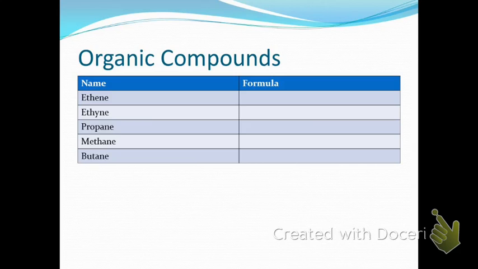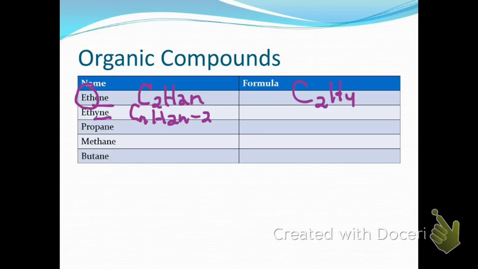So here are the ones I expect you to do. Now ethene. The ene tells you to use the CnH2n formula. Eth tells you 2, so C2H2n would be C2H4. Ethyne is CnH2n minus 2 because it's an yne. The eth tells you it's a 2, so it's C2H2.